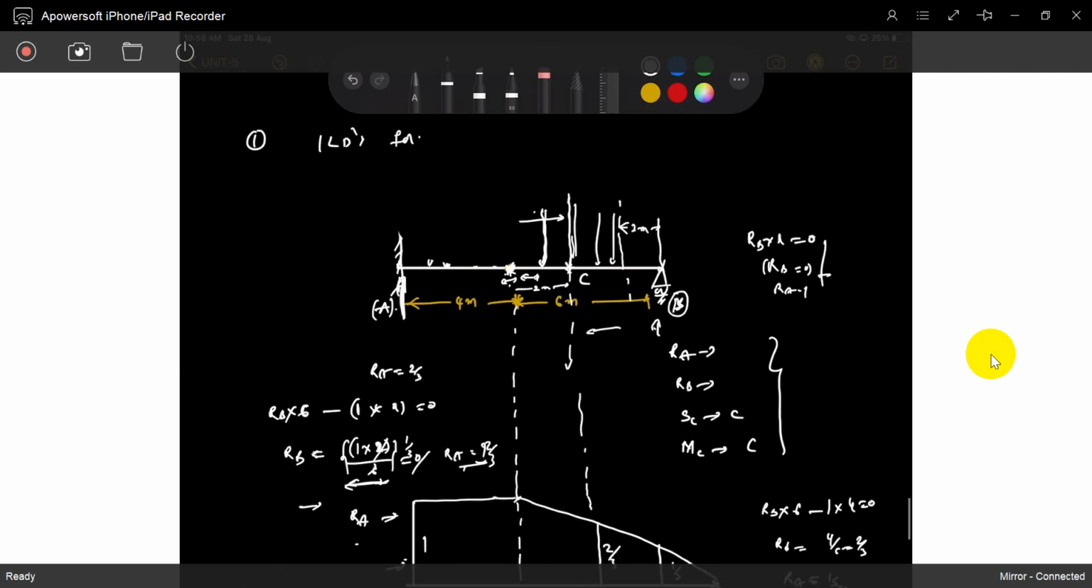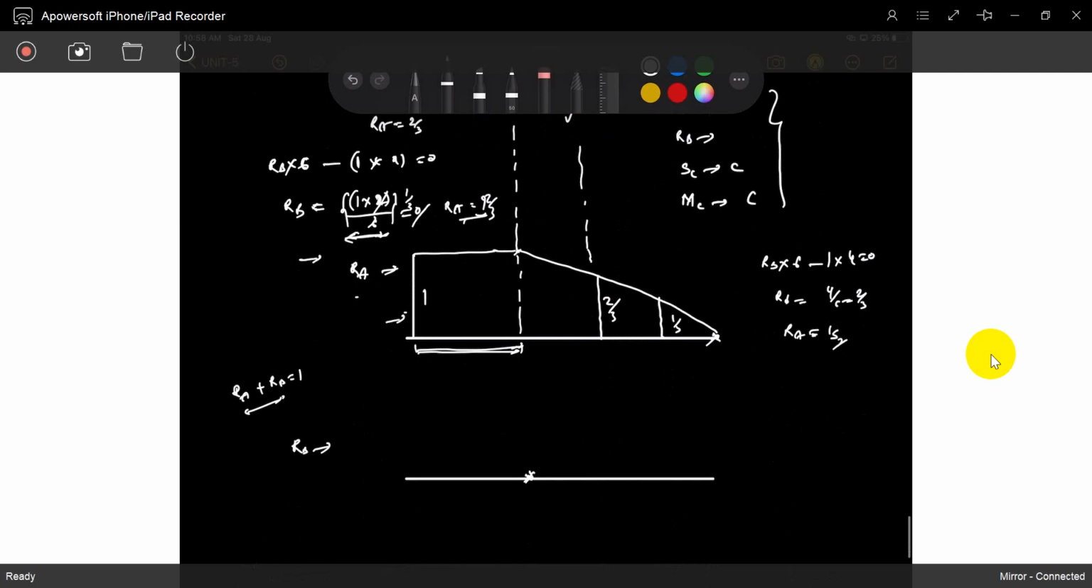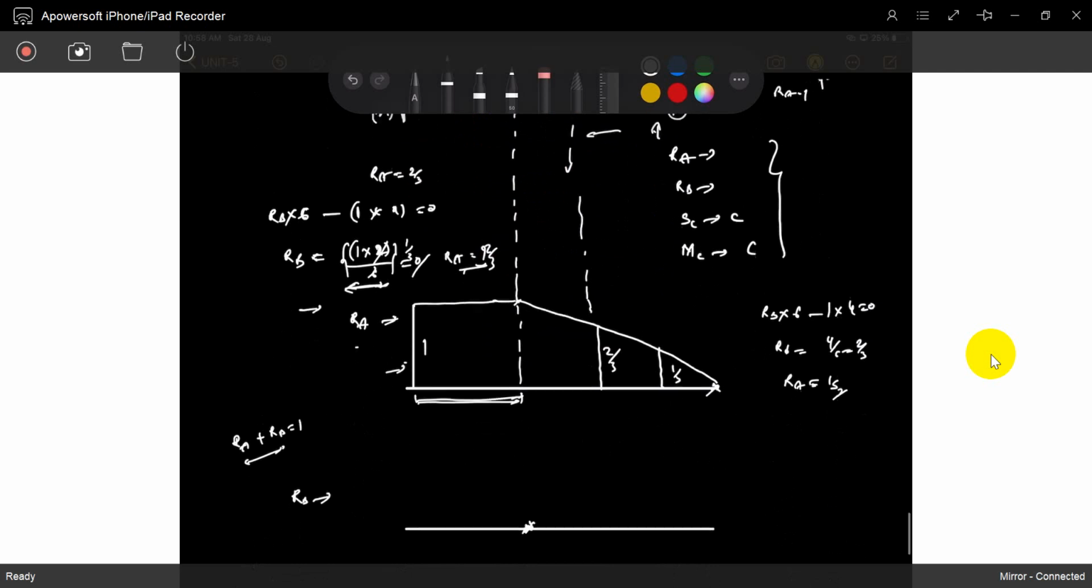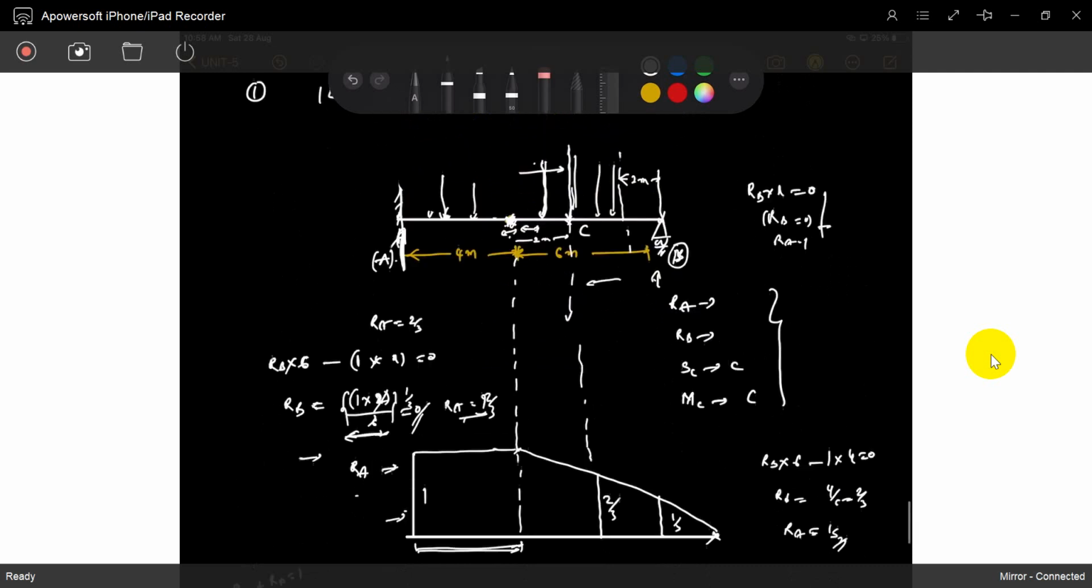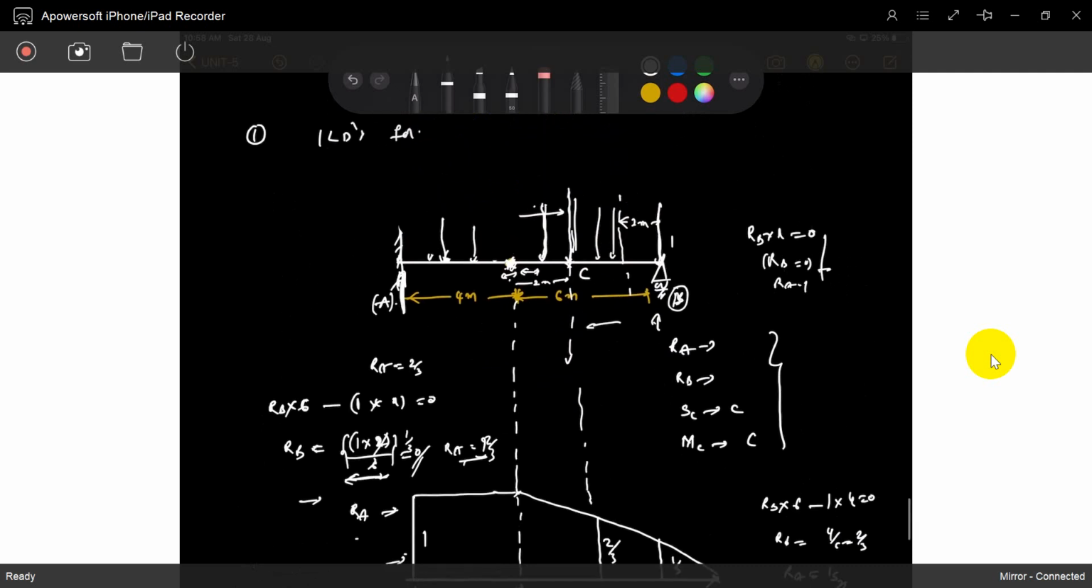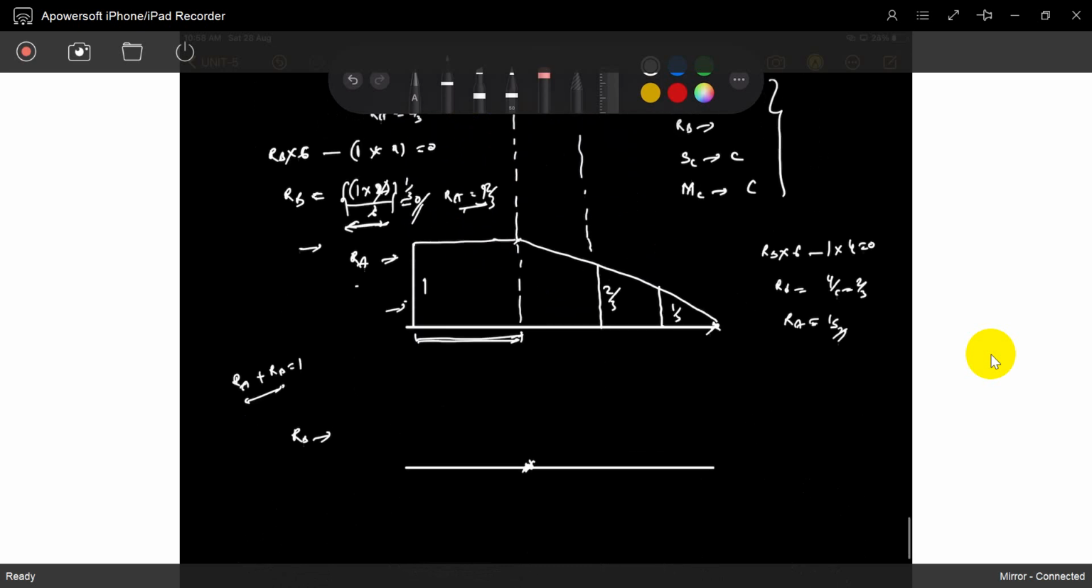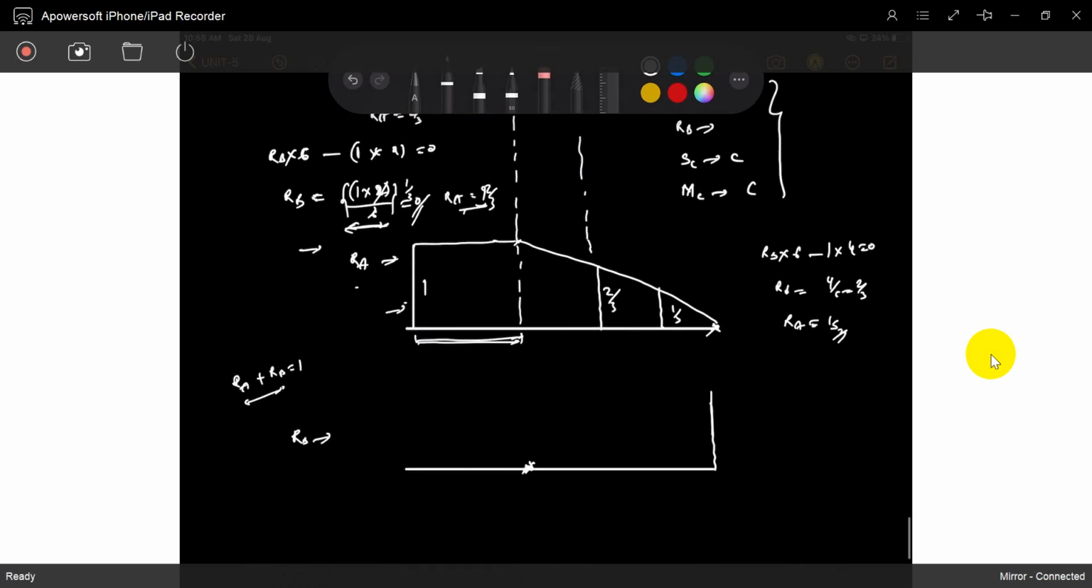Otherwise just see it previously. If you apply a load here, the moment at this location is compulsorily 0. RB is 0. If you load here, 0. Same thing, 0, 0, 0. And after that RB is increasing. We already developed it. RB here is 1 by 3, next 2 by 3. So when you apply exactly at this location, RB is 1. So it will go like this. This is 1. At this location it is 2 by 3. At this location it is 1 by 3.